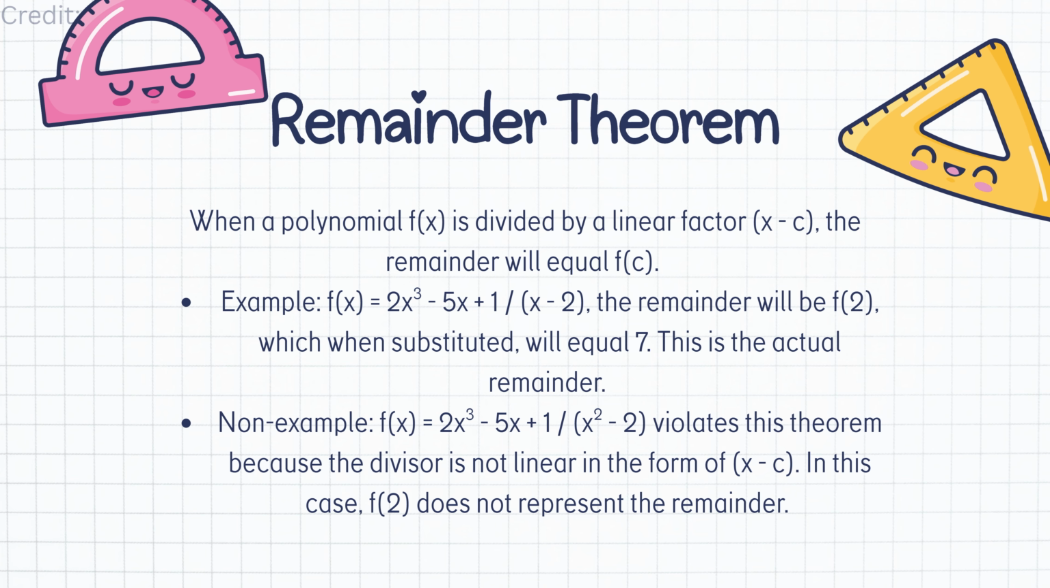The remainder theorem tells us that when a polynomial is divided by a linear factor x minus c, the remainder will equal f of c. In this example polynomial divided by x minus 2, the remainder will be f of 2, which is equal to 7. In this non-example polynomial divided by x squared minus 2, it violates the theorem because the divisor is not linear in the form of x minus c, so f of 2 will not represent the remainder.